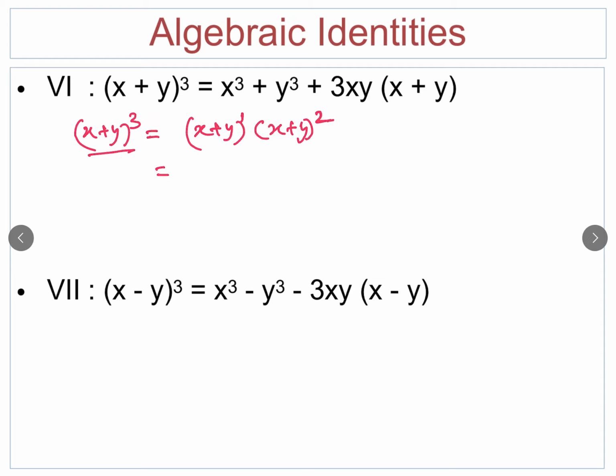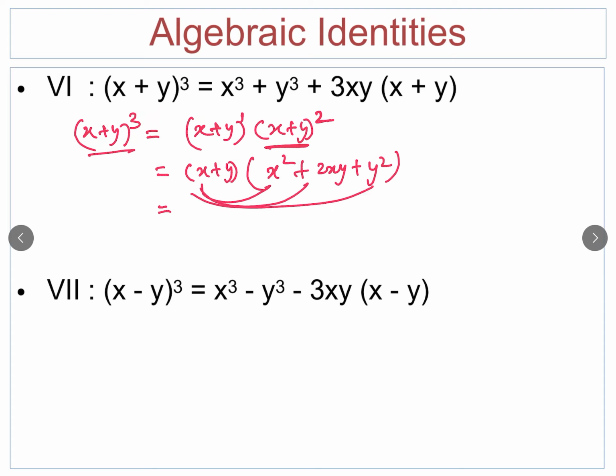Okay, now we will expand identity 1 here, which is (x plus y) whole square. So we have here first x plus y, then we'll expand the identity here. This will be x square plus 2xy plus y square. Now first we multiply this x with all the three terms here. So we'll get x into x square will be x cube, then x into 2xy will be 2x square y, x into y square will be xy square.